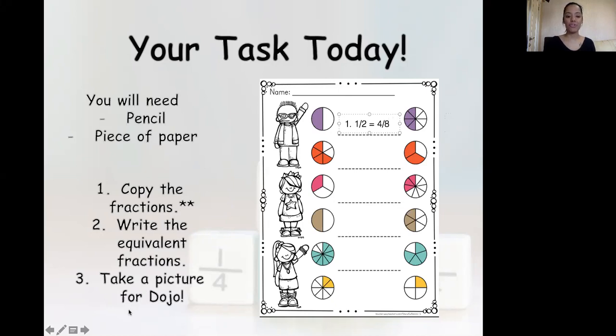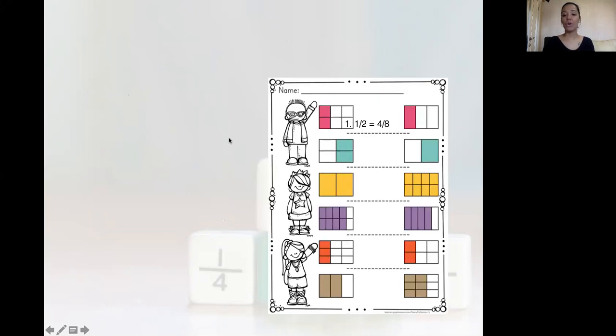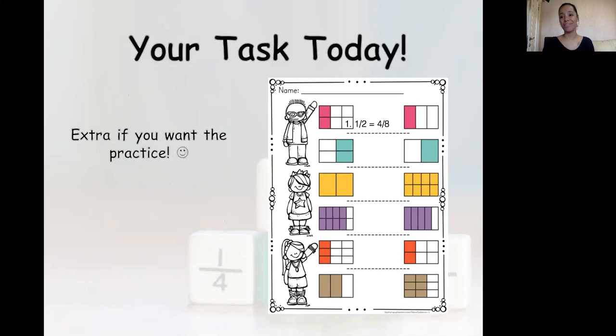Remember to take a picture for Dojo, and that is all, right? The other thing that you will need to do, if you'd like, there is extra work, only if you want the practice, okay? So you can do this one as well. Let me clear that, okay? You can do this one as well if that makes you want to do more and more and more, okay?